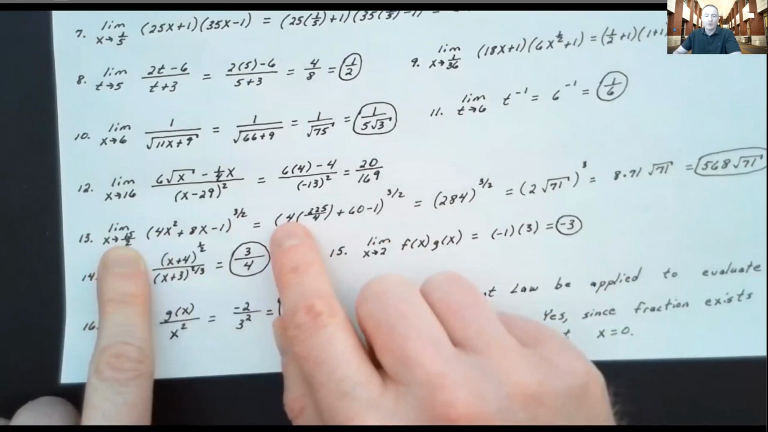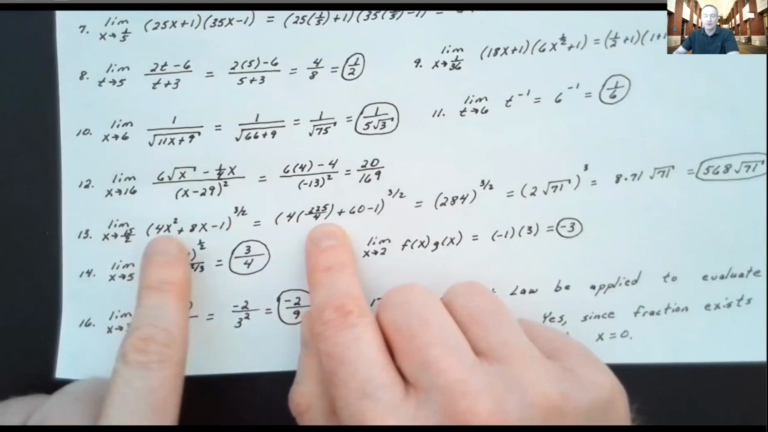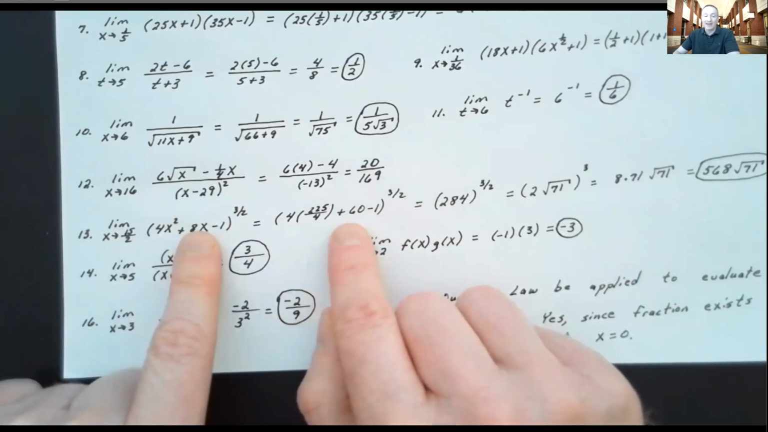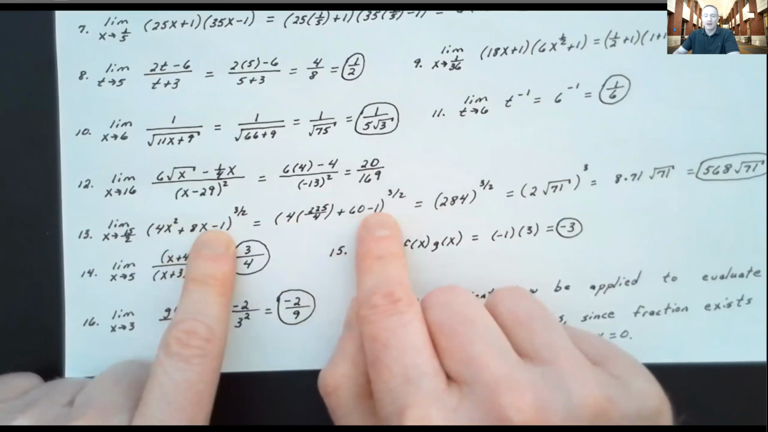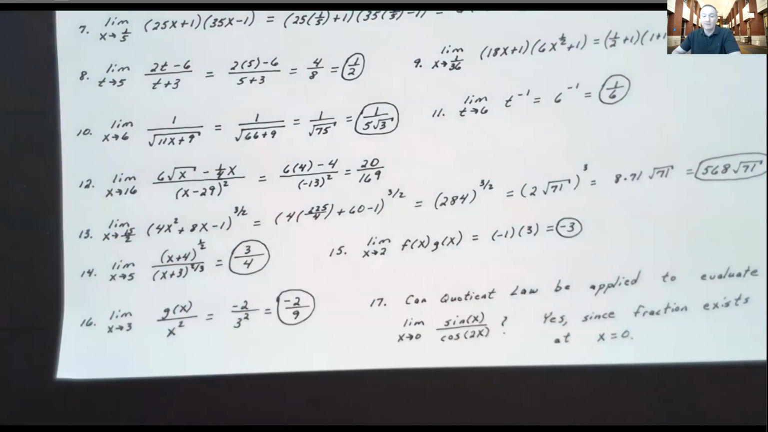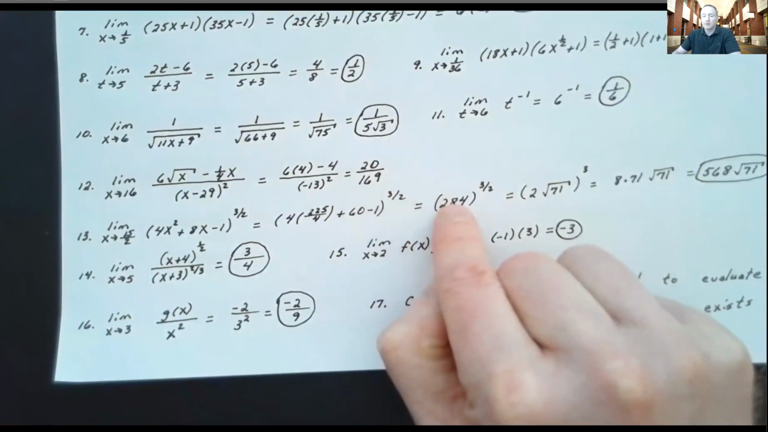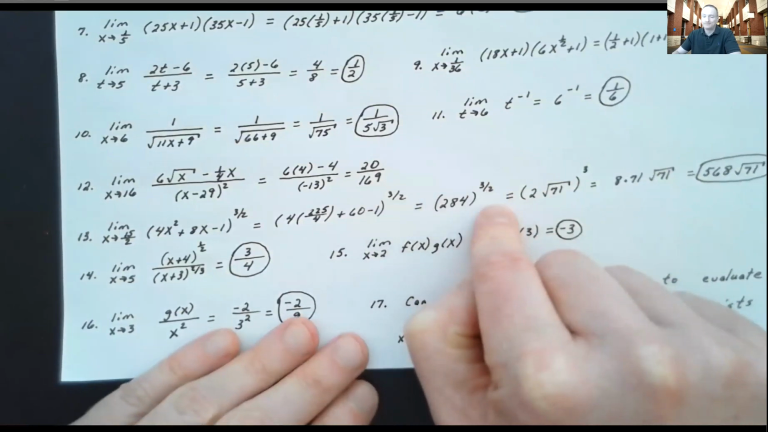I'll have 4 times 15/2 squared, that's 4 times 225/4, plus 8 times 15/2. I went ahead and wrote that as 60. I just said, well, 2 will go into 8 4 times. 4 times 15 is 60. Then I have the -1. Now I can see that that first term is, the 4's will cancel, and I'll just have 225. So I have 225 plus 60 is 285. Minus 1 is 284. Now I have 284 to the 3/2 power.